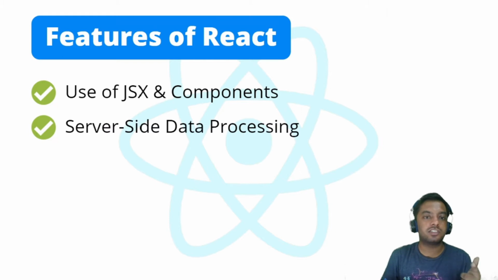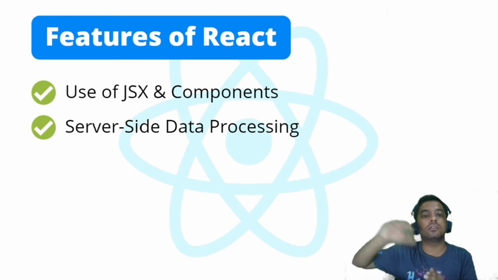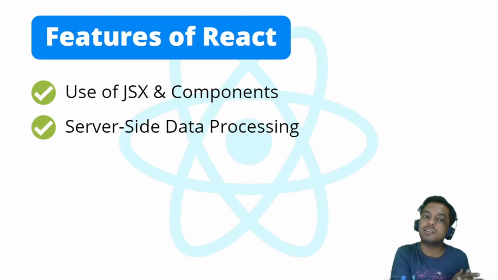Now the next feature is server-side data processing. What it does is, a React application's code is first sent to the server, then the server renders it and sends it back to the client. Now when it's sent back to the client, you can ask why we want to render this twice. First we are sending it to the server, then from the server it's again being sent to the client, and then it is rendered. Why do this complicated process?